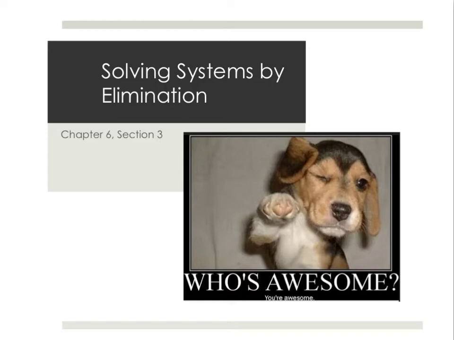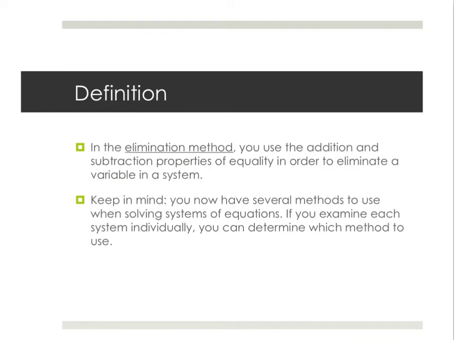Let's talk about elimination. In the elimination method, you're going to use the addition and subtraction properties of equality in order to eliminate a variable in a system. So that means you're actually going to be either adding or subtracting the two equations that you see, and one of the variables is going to disappear. That's what eliminate really means, make one of them disappear. Keep in mind that you're going to have several methods after we learn this to use when you're solving a system. And if you look at the system individually, you can tell which method is best to use. We're going to talk about that more at the end of the video.